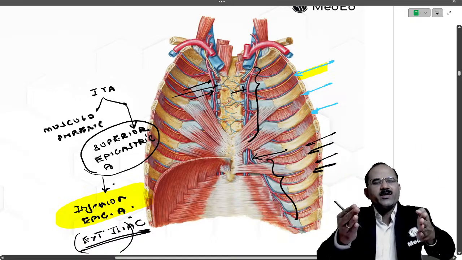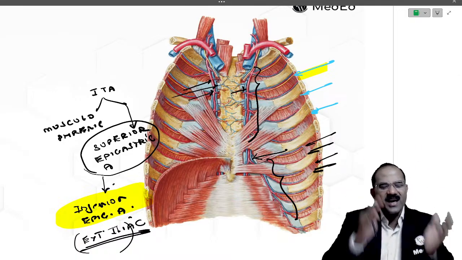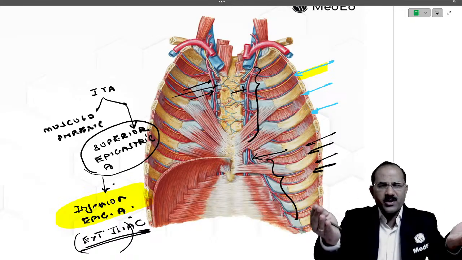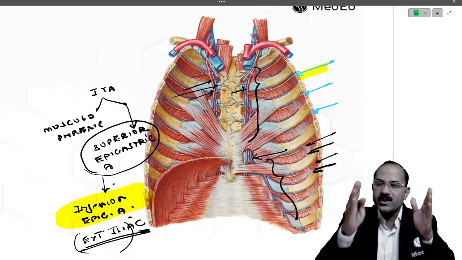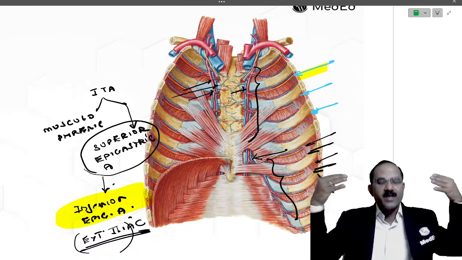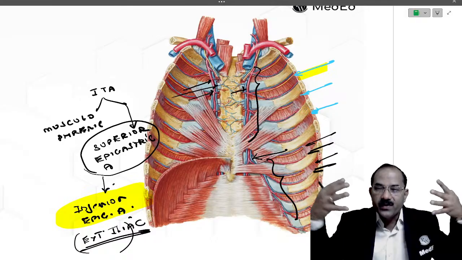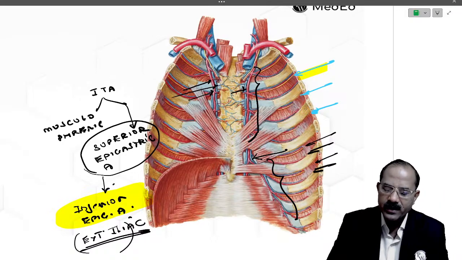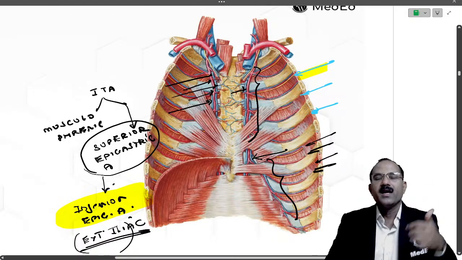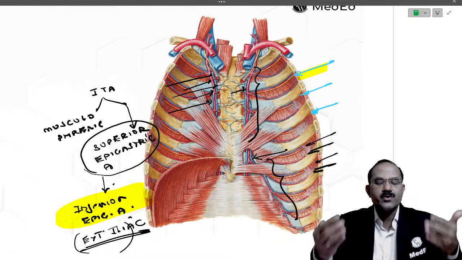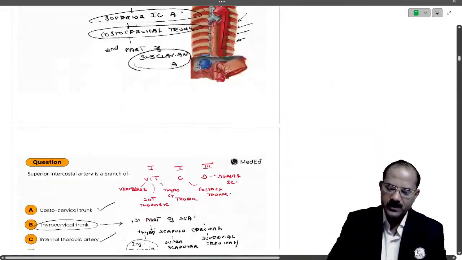The same internal thoracic vein is formed by joining of two veins, the superior epigastric and the musculophrenic, like the internal thoracic artery divides into two, superior epigastric and musculophrenic. So that's how the internal thoracic vein is formed. The anterior intercostal veins in the upper six spaces drain into the internal thoracic vein. In the lower spaces, they drain into the musculophrenic vein. Same as the anterior intercostal arteries we have seen.